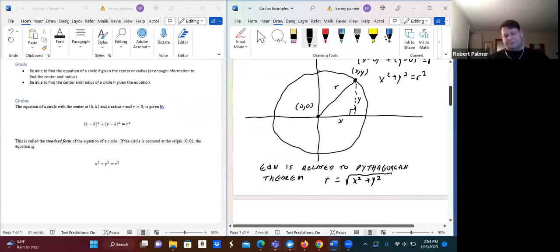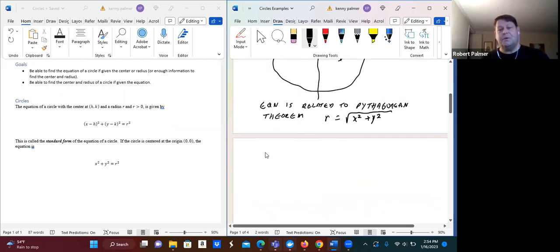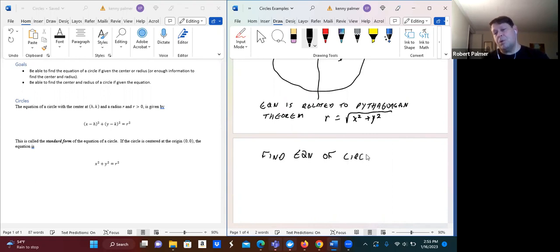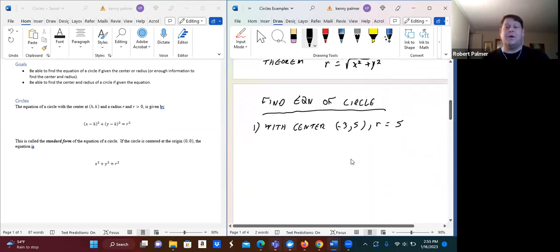Okay. Now, let's take a look at a few examples practicing with this. So first, the first couple, we're going to find the equation of the circle. Number one, say with center (-3, 5), and radius r is equal to 5. And we'll actually graph these as well.